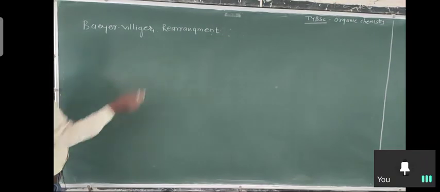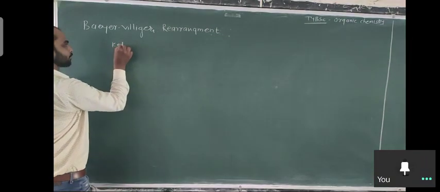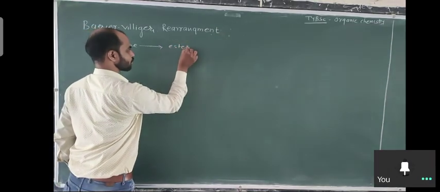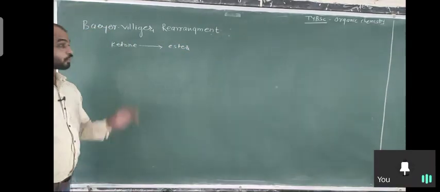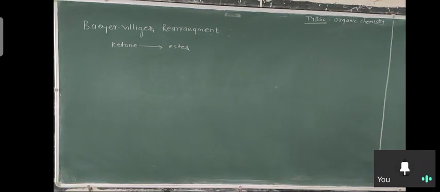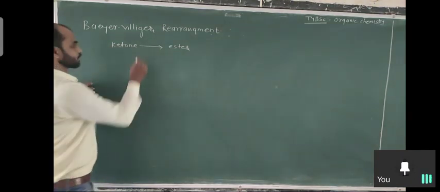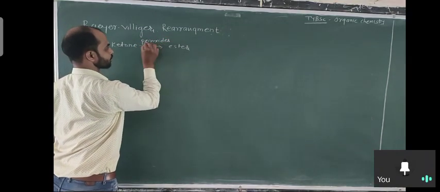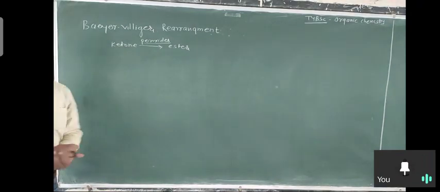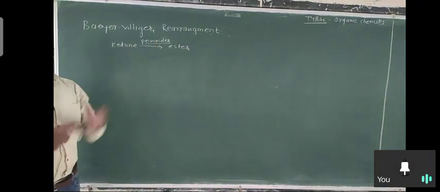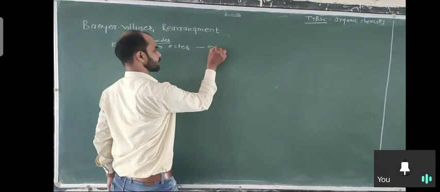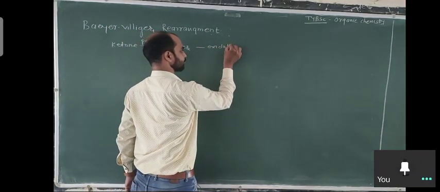So in that reaction, the ketones are converted into esters. So ketones are converted into esters. This is the main change in this reaction. In that process, peroxides are used as an oxidizing reagent, so ketones are converted into ester, and this reaction is called Baeyer-Villiger oxidation. It is an oxidation reaction.